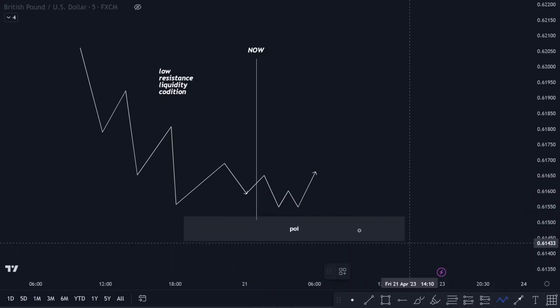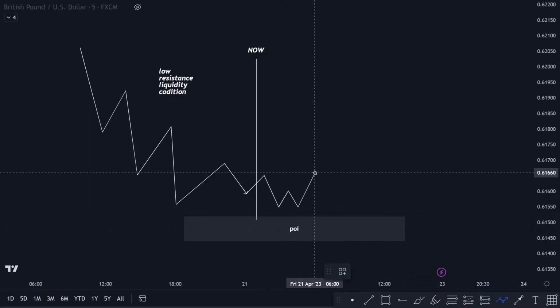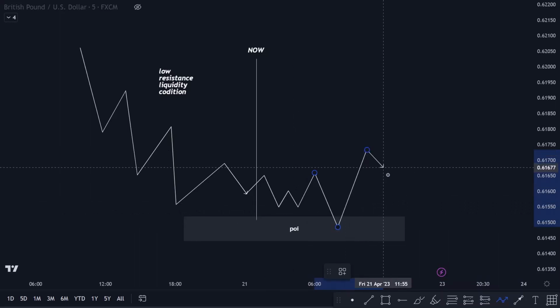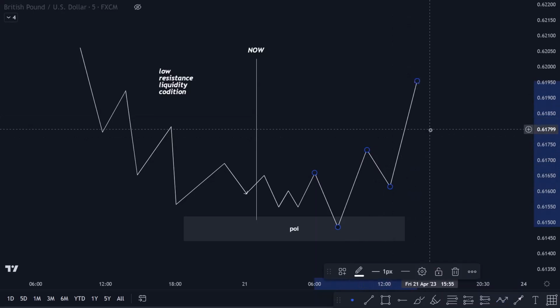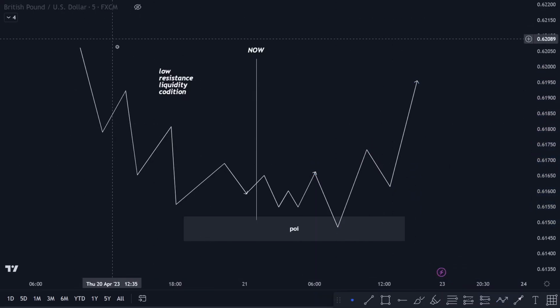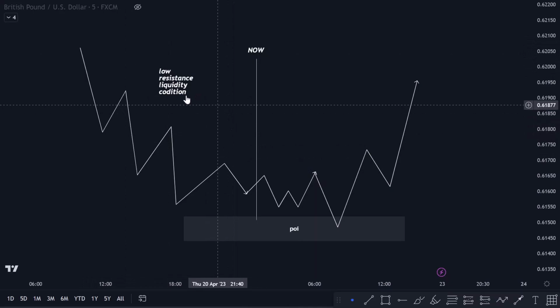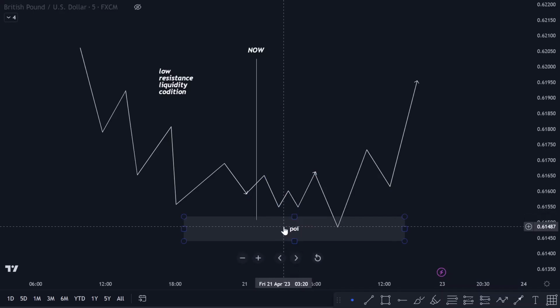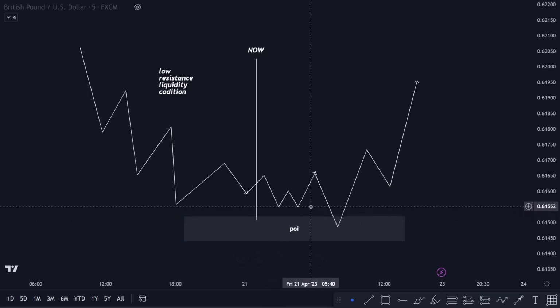Most of the time, when we have a liquidity here, what price is going to do is come back, take the liquidity, those equal lows, and then bounce from here, go up, and then take the low resistance liquidity. So basically, you want to see a low resistance liquidity condition just before the current time, and then for a bullish example, you want to see a liquidity just above the POI, and for a bearish example, you want to see a liquidity just below your POI.